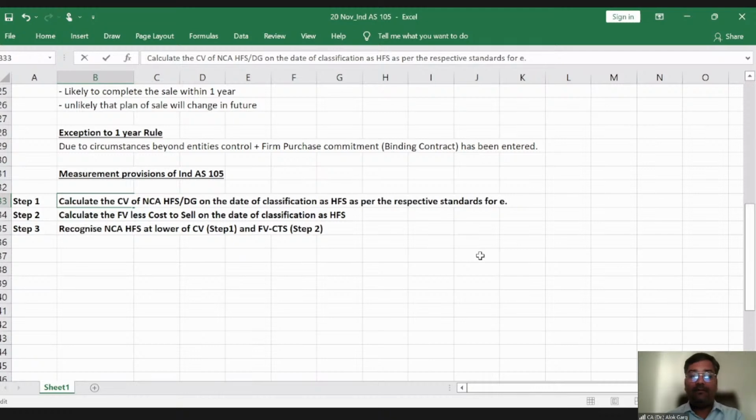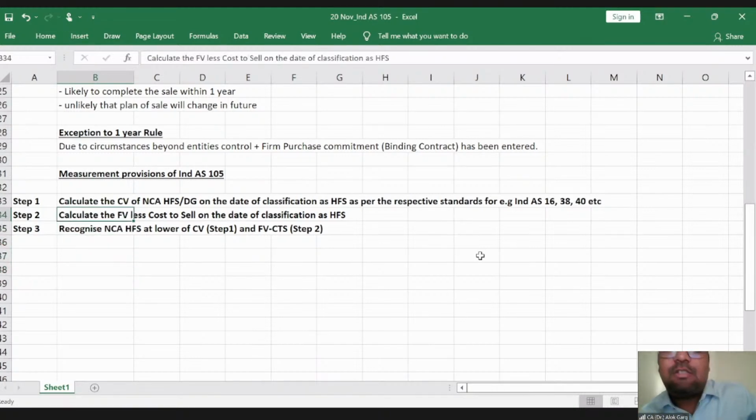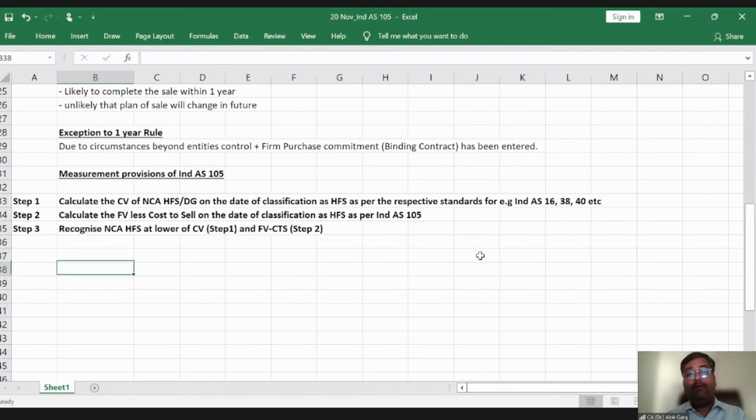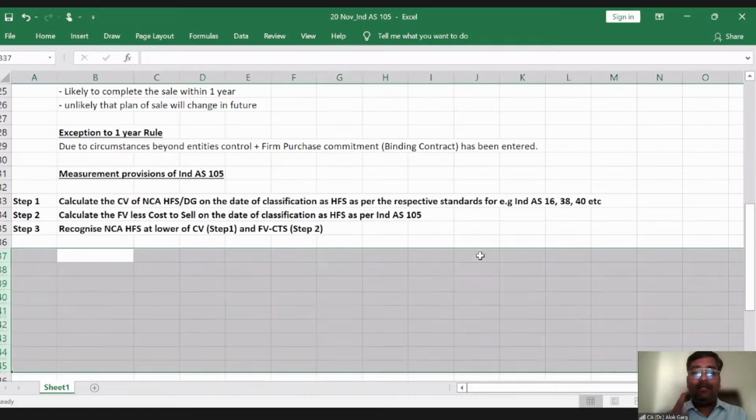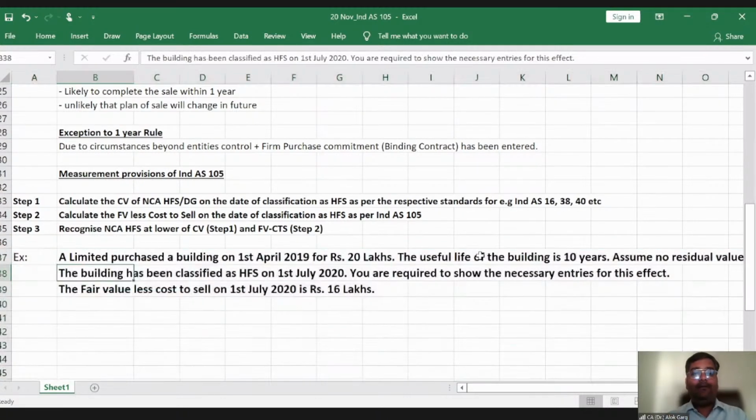Calculate the carrying value of NCA-HFS or DG on the date of classification as HFS as per the respective standard. Example, Ind AS 16, 38, 40, etc. Okay, understood? Then calculate the fair value less cost to sell on the date of classification as HFS as per Ind AS 105. And then it says that you need to recognize NCA-HFS at the lower of step number one and step number two. Okay, so don't worry. Let me discuss one case study here.